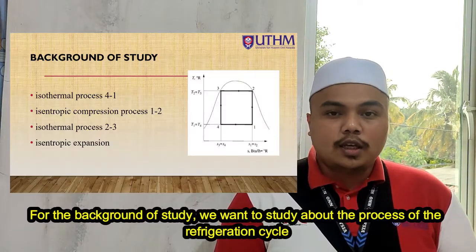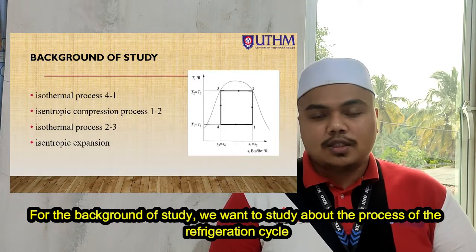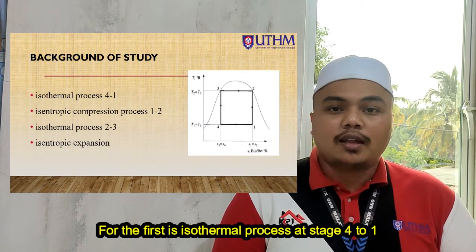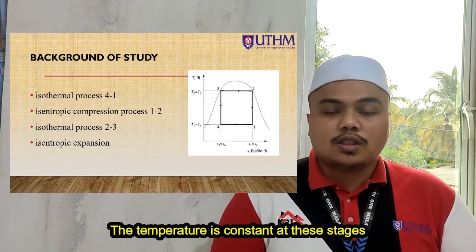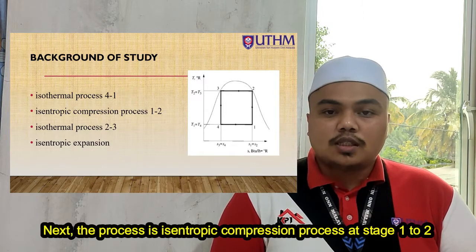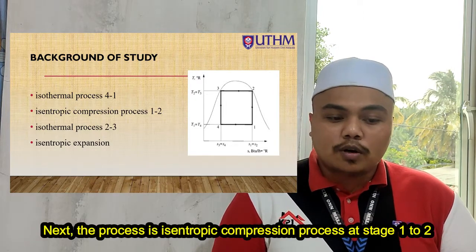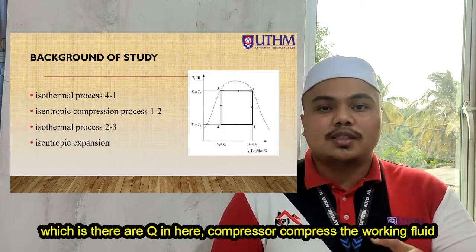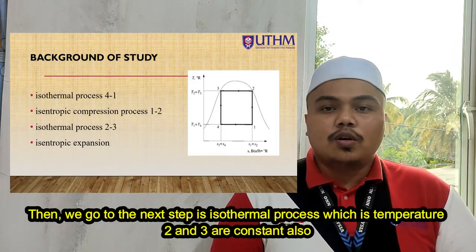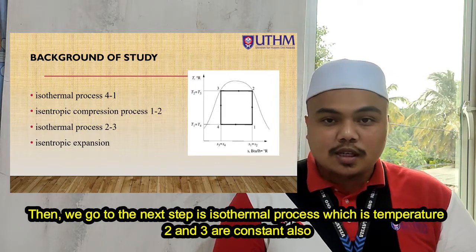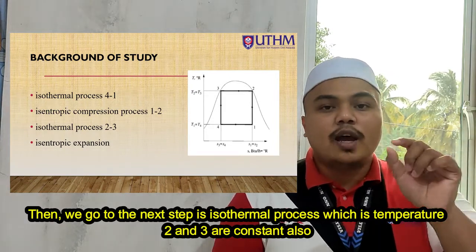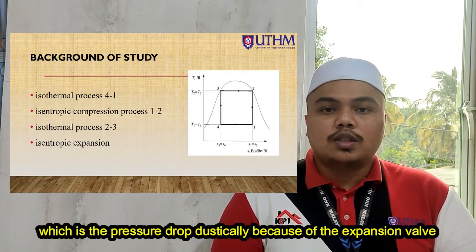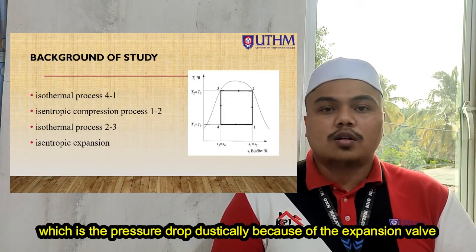For this background of study, we want to study the process of the refrigerant cycle. There are four processes that occur in the refrigerant cycle. The first is the isothermal process at stage 4 to 1, where the temperature is constant. Next is the isentropic compression process at stage 1 to 2, where there is Q in here because the compressor compresses the working fluid. Then the next step is the isothermal process, where temperature at 2 and 3 is also constant. And lastly is the isentropic expansion, where the pressure drops drastically because of the expansion valve.